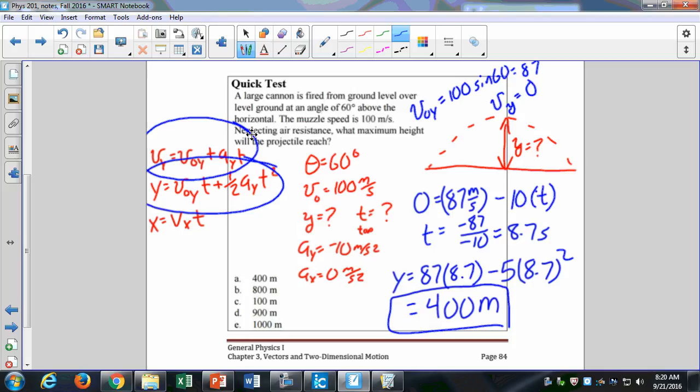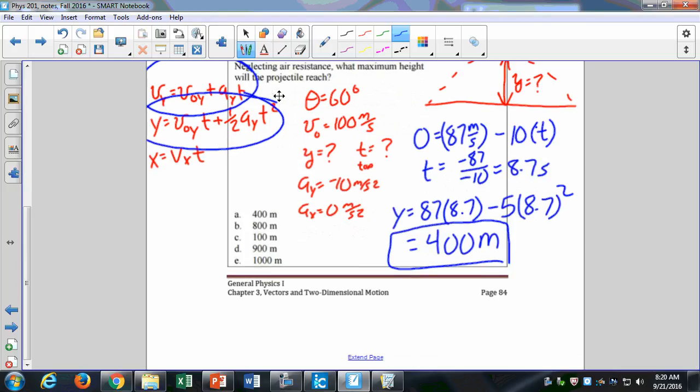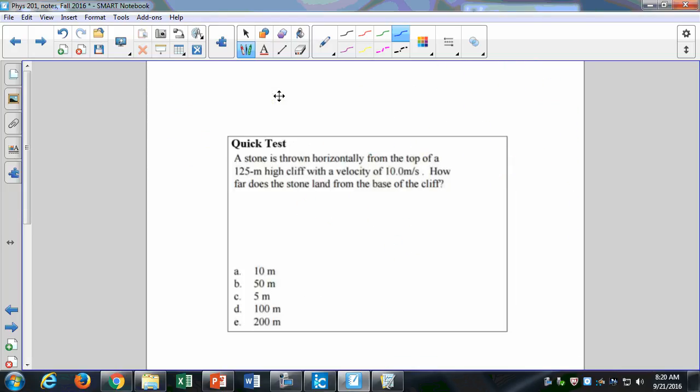And so we're going to work through a bunch more problems. So if you're not getting this, that's okay. We'll have another day on projectile motion. Let's see what's next. Let's go back to this.